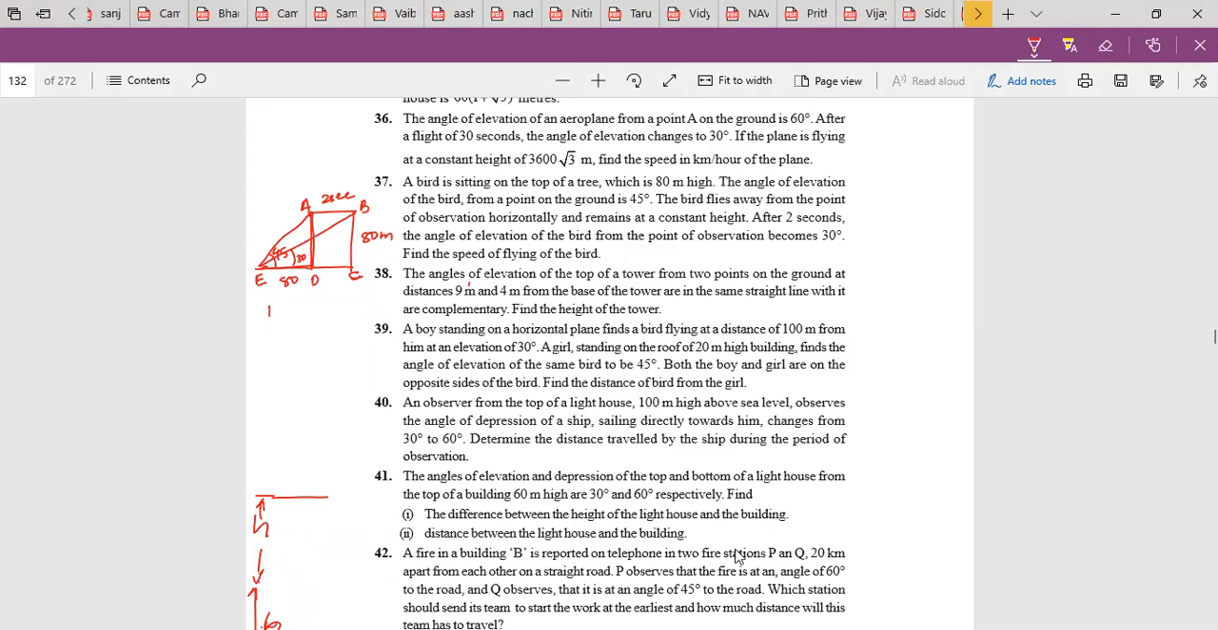Now tan 30 is equal to, for this triangle, opposite is 80 and the base is 80 plus x. 1 by root 3 is equal to 80 by 80 plus x. 80 plus x is equal to 80 root 3. x is equal to 80 root 3 minus 80. So 80 into root 3 minus 1. So 80 into 0.732.